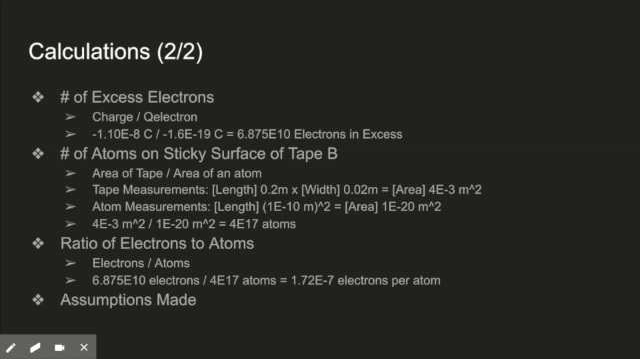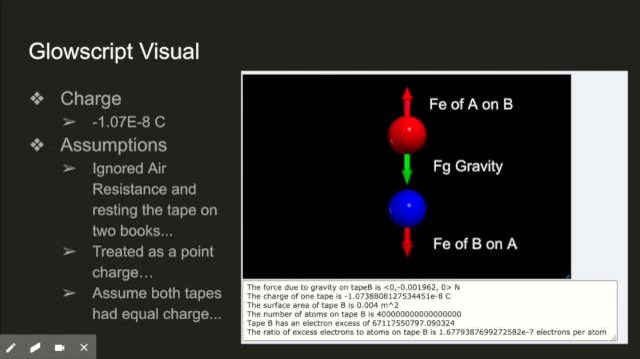Then I found the number of atoms on the surface of tape B by dividing the area of the tape by the area of the atom, and I found there to be 4 times 10 to the 17 atoms. And then I divided these two numbers to find the ratio of electrons to atoms. And to find these numbers, I did make some assumptions on the charge being uniformly distributed on the tape, and also that the area of the atoms did not collide at all.